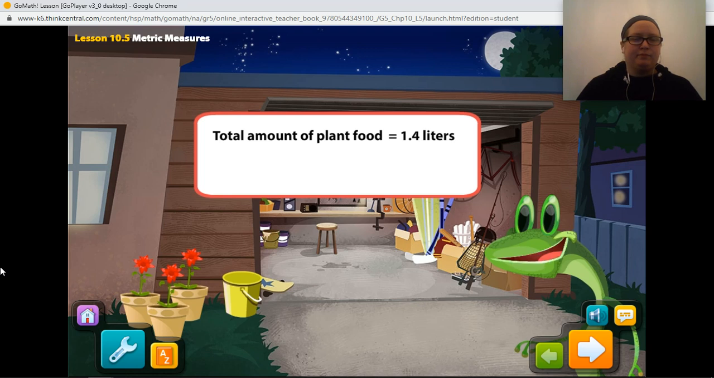My neighbor is very careful about how she feeds her flowers. In fact, she uses an eyedropper to put 1 milliliter of plant food in the water for each flower.